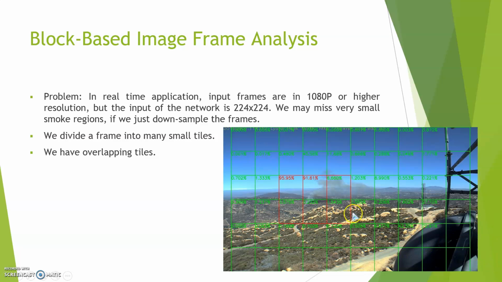We divide a whole frame into many small tiles with overlapping. For example, the 95% score is the possibility of smoke or fire in this region.